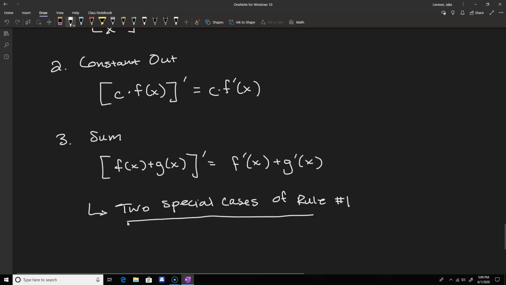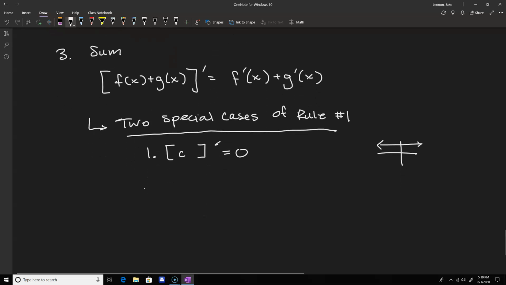So what are those? Well, if you're taking the derivative of some constant, sorry, I put the prime in the wrong spot. So when taking the derivative of a constant, that is just 0. And that makes sense. If you think about y equals any constant like y equals 5, its graph is just a horizontal line. Horizontal lines have slope 0. So the derivative of any constant function is just 0.